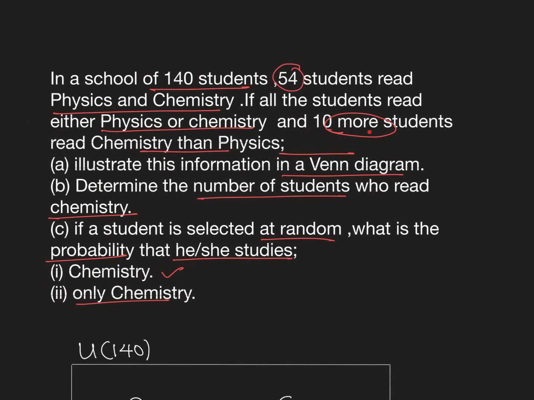It says, and 10 more students read chemistry than physics. What does that mean? It means if you are comparing the number of students studying physics and chemistry, you will find out that there are 10 more students reading chemistry than physics. So for example, if 20 students are reading physics only, then 30 students will be reading chemistry only, because there is 10 more excess reading chemistry than physics.